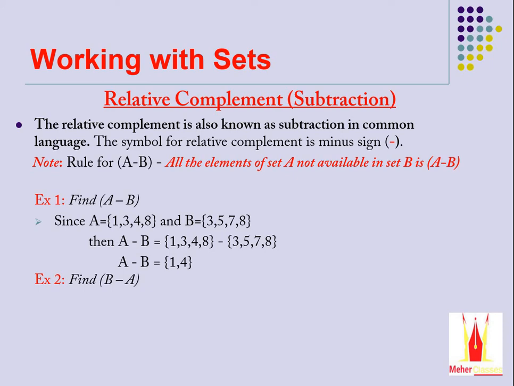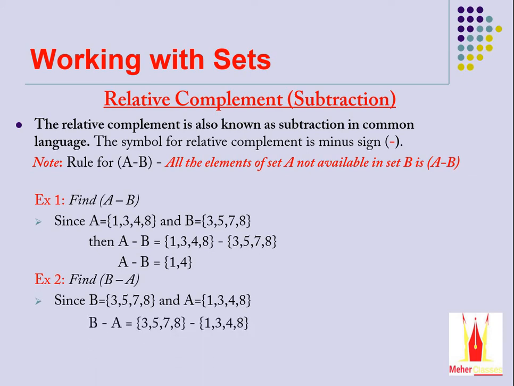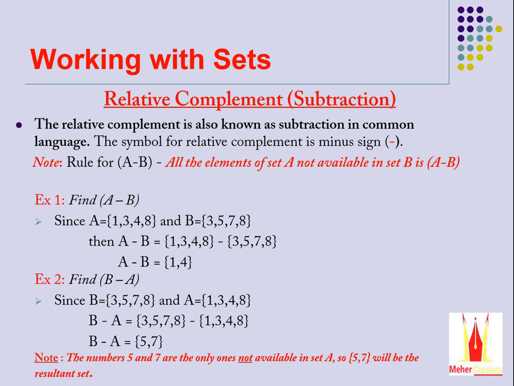Let's take this example. If I want to find B minus A, so B is equal to 3, 5, 7, 8 and A is 1, 3, 4, 8. So B minus A would be 5 and 7. In the same fashion, I say that 5 and 7 are the only elements of B that are not available in A. So B minus A would be 5 and 7.